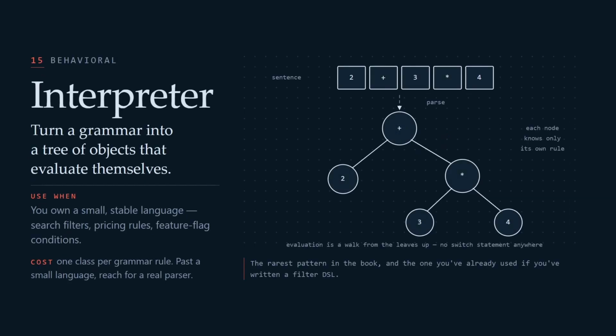2 plus 3 times 4 becomes a tree where each node knows only its own rule. Multiply gives 12, add gives 14. The rarest pattern in the book, unless you've written a filter DSL, in which case you've already used it.